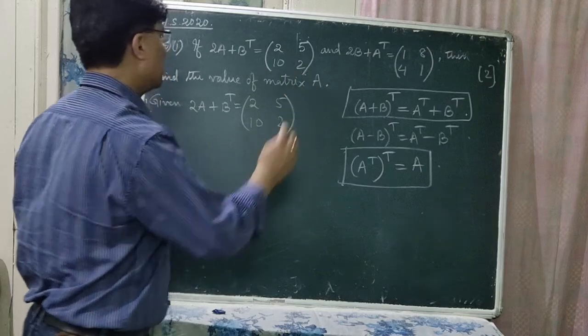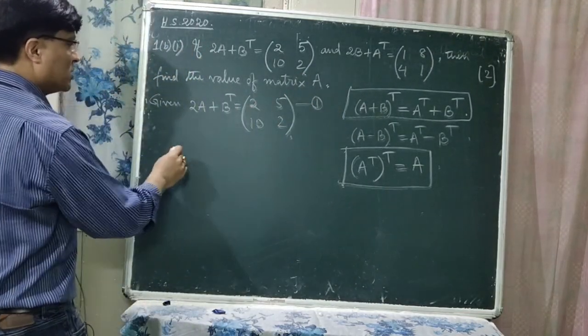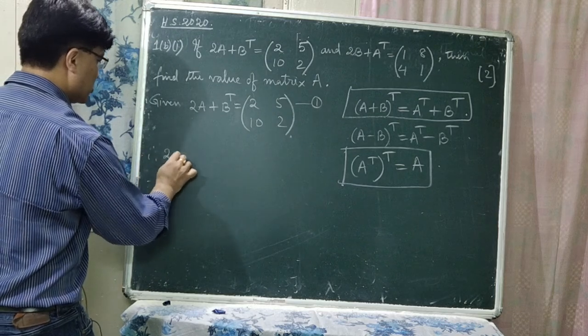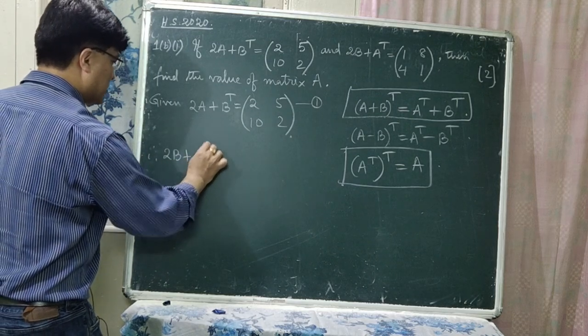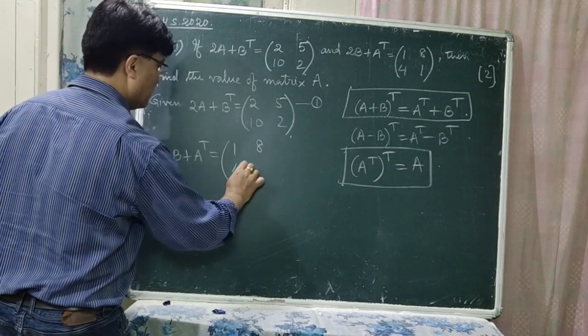Right. Now let us write down the second one. This is the first one. Let us mark it as 1. What is the second one? That is 2B plus A transpose is equal to 1 8 4 1.